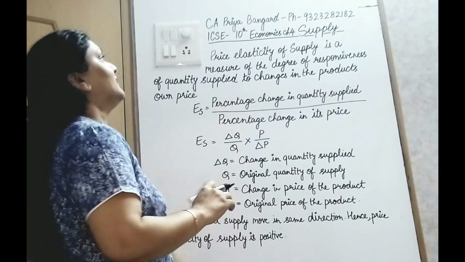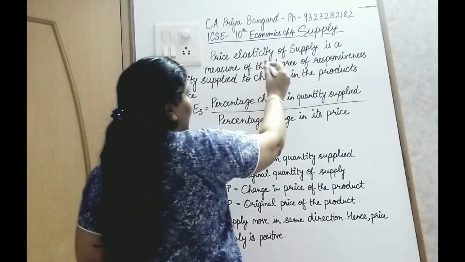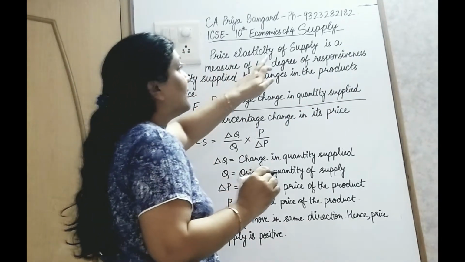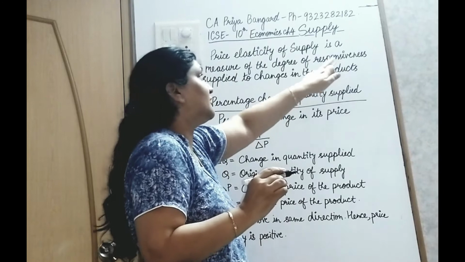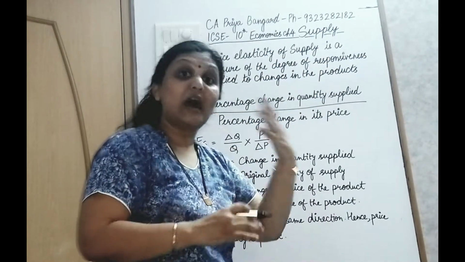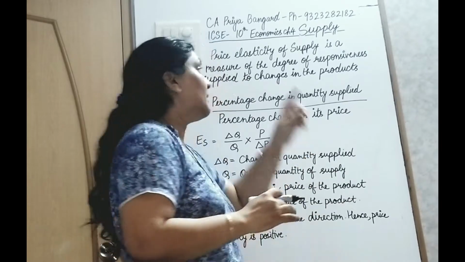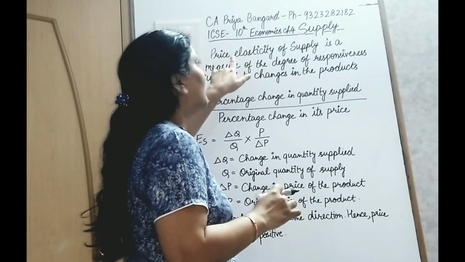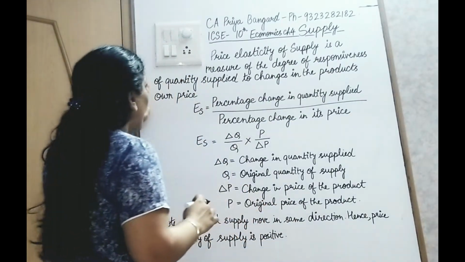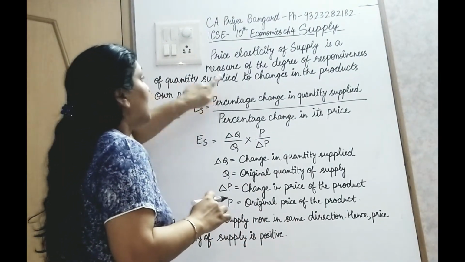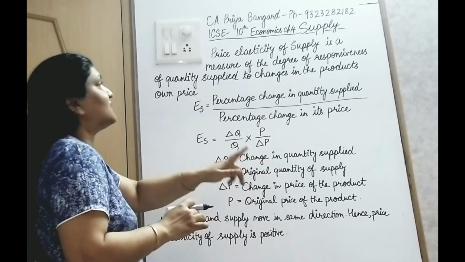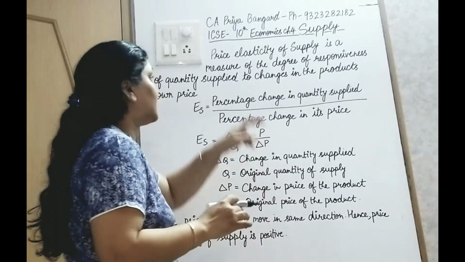So now let's read again. Price elasticity of supply is a measure of degree of responsiveness. Here degree of responsiveness means by how much it is changing. Measure means you are measuring the degree of responsiveness of quantity supplied. How much quantity is supplied when there is change in price.